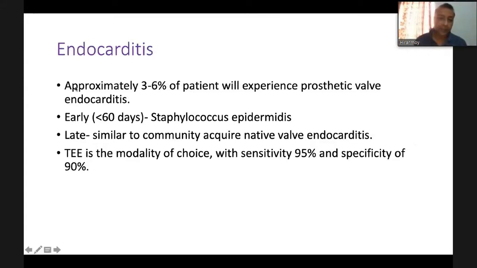Now, endocarditis. Approximately 3 to 6% of patients will experience prosthetic valve endocarditis. Early, less than 60 days, most likely Staphylococcus epidermidis is the culprit organism, and late, similar to community acquired native valve endocarditis. Transthoracic echo is not a good modality to detect endocarditis. Transesophageal echo is the choice to detect endocarditis because its sensitivity and specificity are very high in comparison with transthoracic echo.